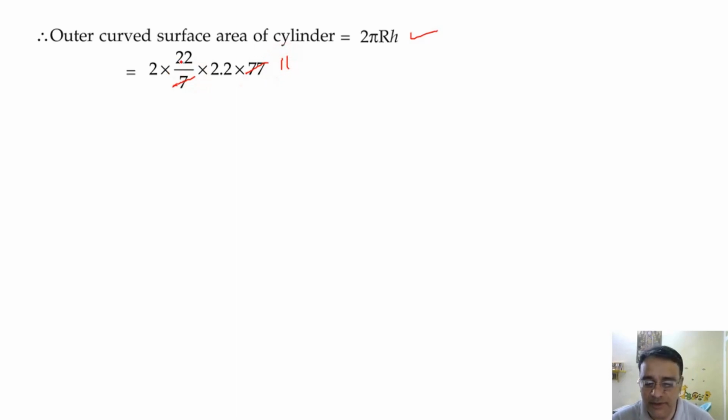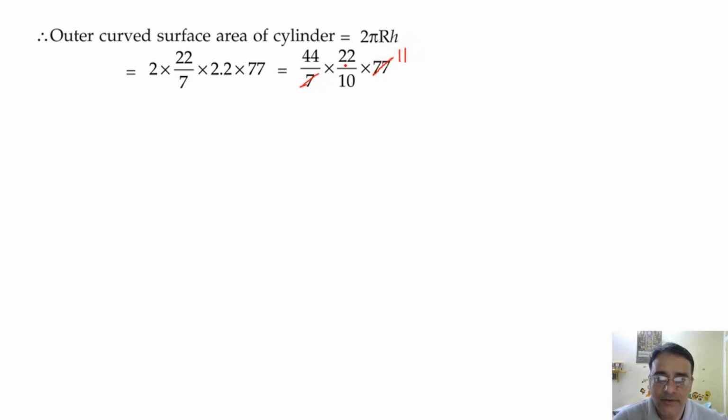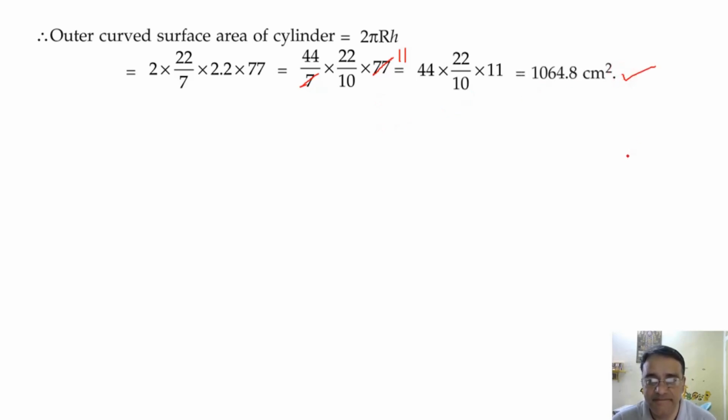So 2 into 22 into, or else what we can do, हम लोग क्या कर सकते हैं, ये 2.2 को 22 by 10 भी लिख सकते हैं ऐसे. Okay, so now cancel it. This is 11. 44 into 22, 44 into 22 into 11 upon 10. So this will be almost 1064, I think, 1064.8 centimeters square. Right? Any doubt here?